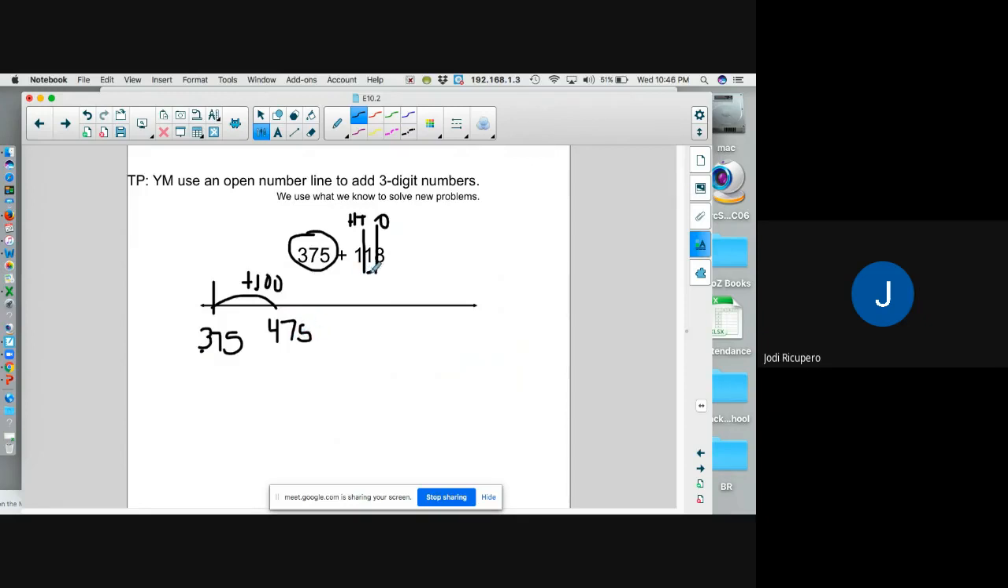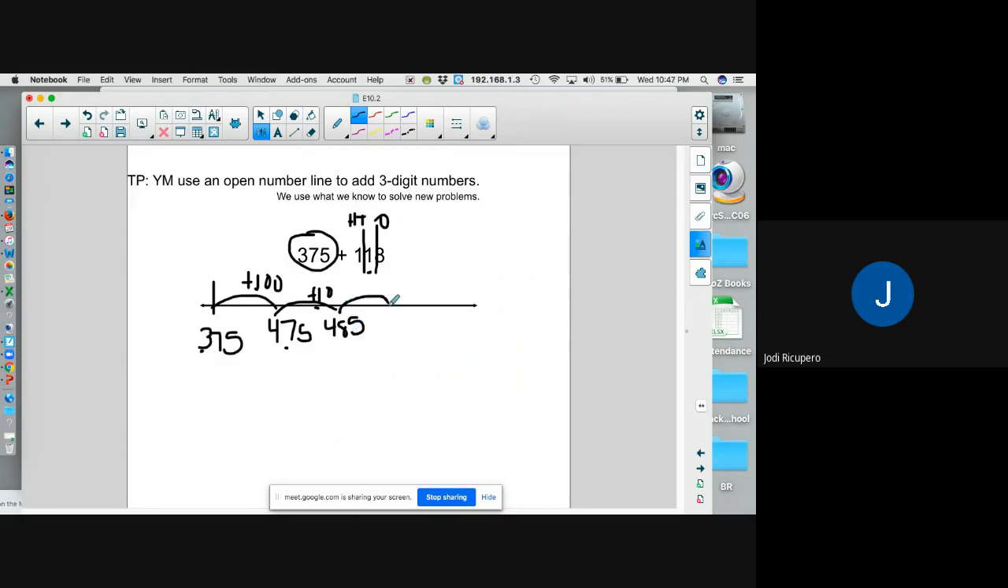Now I'm looking at my tens. It's only one jump. 475 plus 10, I'm looking at my tens. 7 plus 1 is 8. So now it's 485.